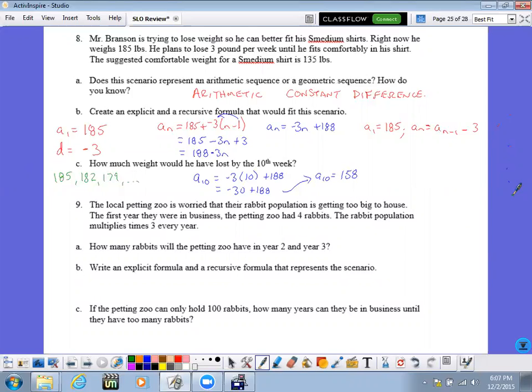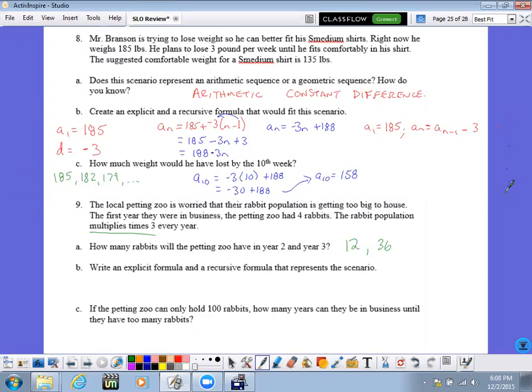The next one says the local petting zoo is worried that the rabbit population is getting too big to house. The first year they were in business, the petting zoo had 4 rabbits. The rabbit population multiplies times 3 every year. So is this arithmetic or geometric? It doesn't ask that question, but it's geometric because we're multiplying times 3. How many rabbits will the petting zoo have in year 2 and year 3? Well, if they had 4 in year 1 and we multiply times 3 every year, we're going to have 12 in year 2, times 3 again, 36 in year 3.